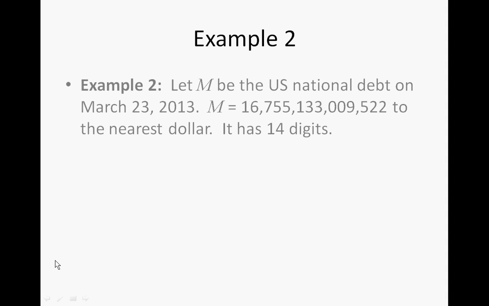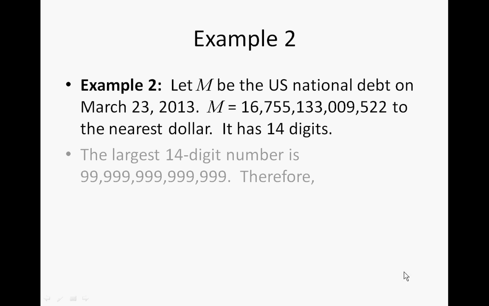Alright, let's take a look at example 2. Let M be the U.S. national debt on March 23rd, 2013. And that number M is 16,755,133,009,522 to the nearest dollar. And if you count these up, it has 14 digits. While the largest 14-digit number there is 99 trillion, and so on and so forth.